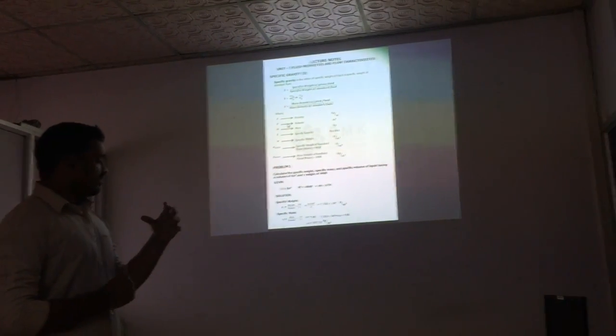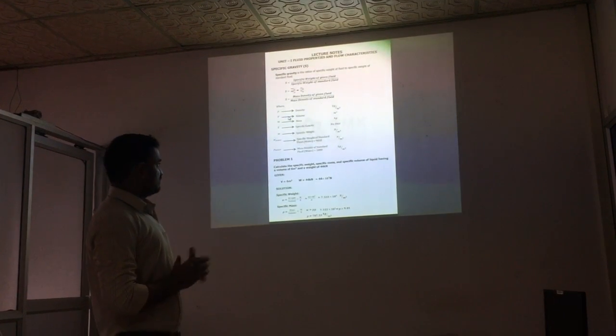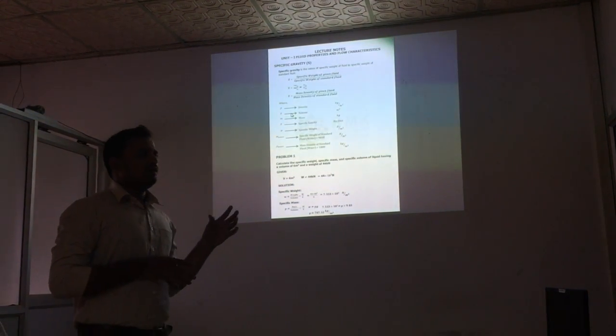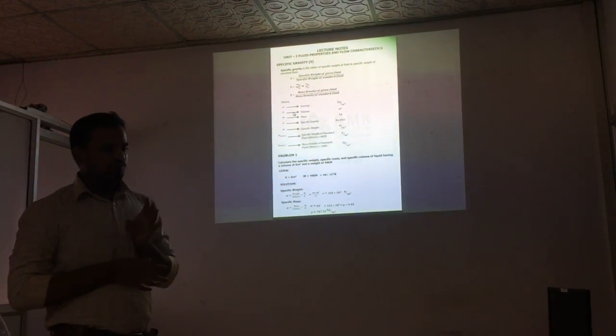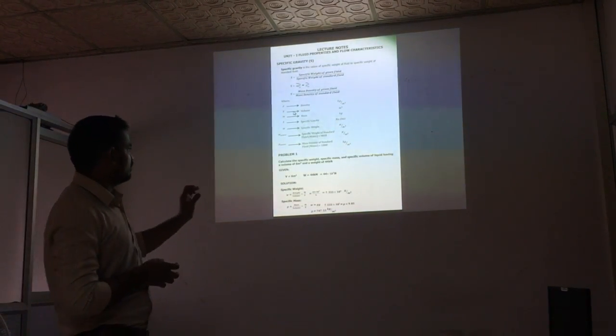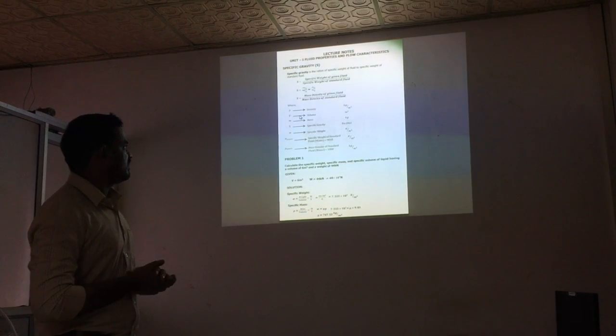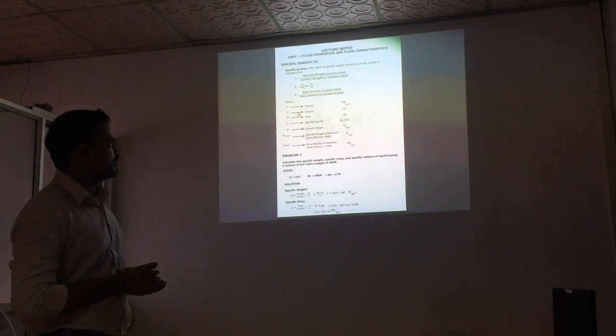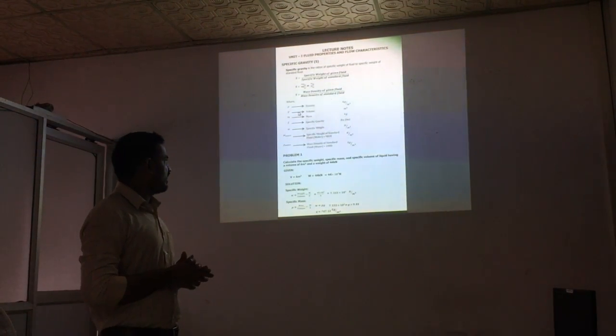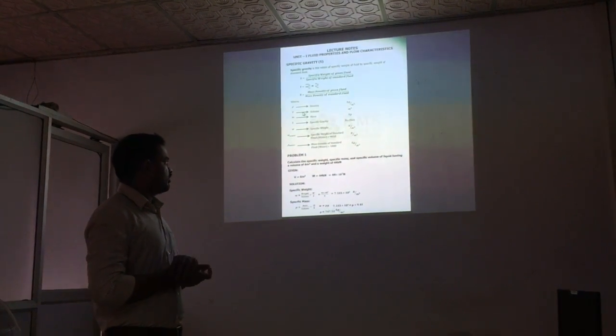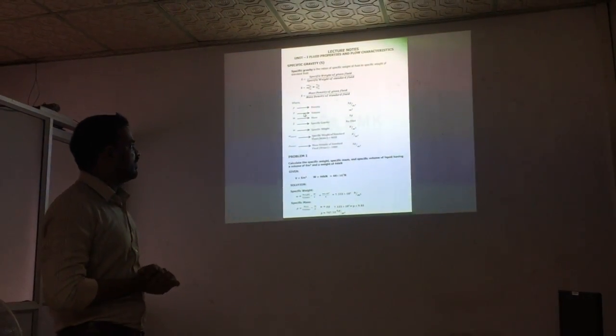The next topic, beyond the basic four properties of fluid, is to solve one problem. The problem is to calculate the specific weight, specific mass, and specific volume of a liquid having a volume of 6 meter cube and a weight of 44 kilonewton.